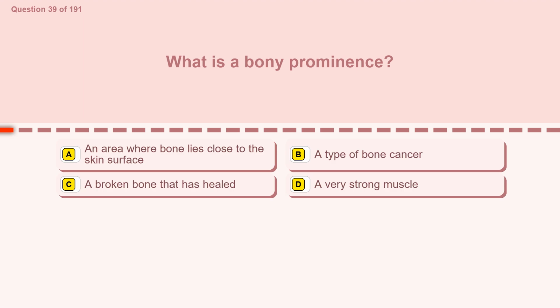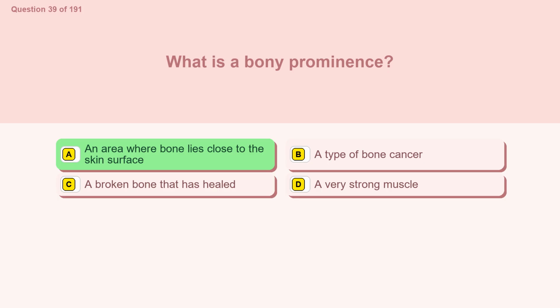Question 39. What is a bony prominence? Option A. An area where bone lies close to the skin surface. Option B. A type of bone cancer. Option C. A broken bone that has healed. Option D. A very strong muscle.